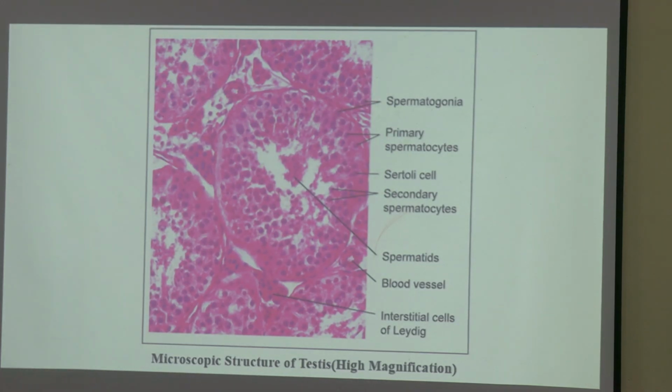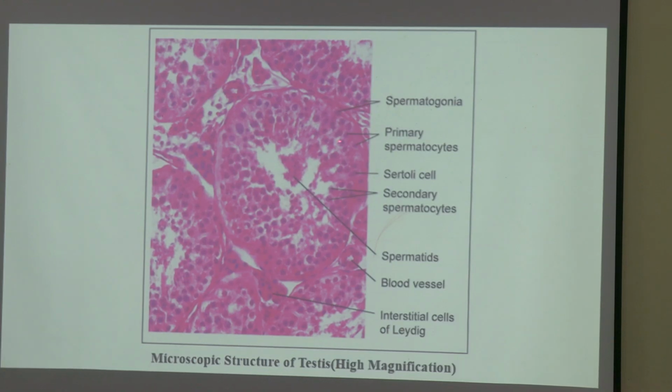Now this is the microscopic structure of the testis under high magnification. Here you can see this is one cut section of the seminiferous tubule, to see how the cells are arranged. See spermatogonia, then primary spermatocytes, secondary spermatocytes, then see the location of the spermatids. That means from the basal part you have to go to the center of the seminiferous tubule, then only you will get those cells. Sertoli cells are mostly present at the basal part only. Next you can see the interstitial cells of Leydig.